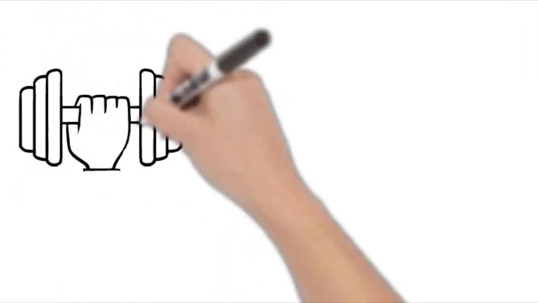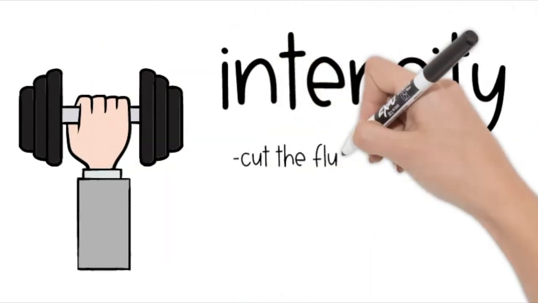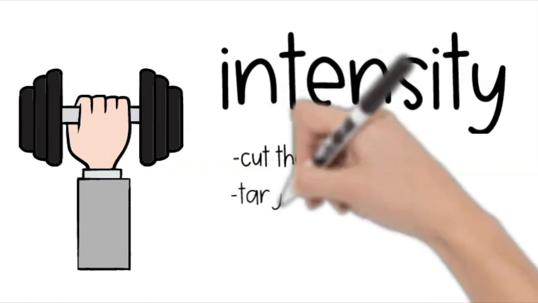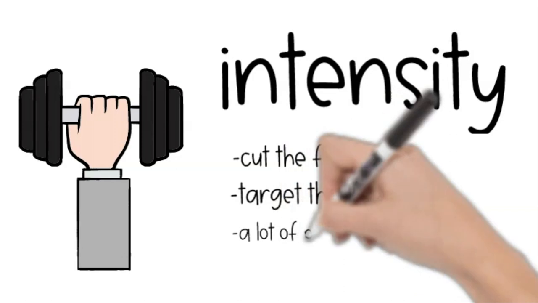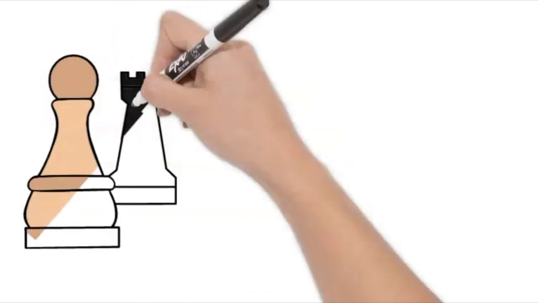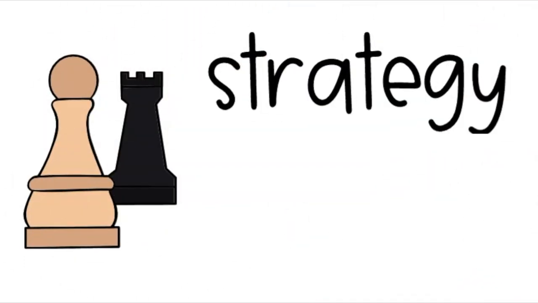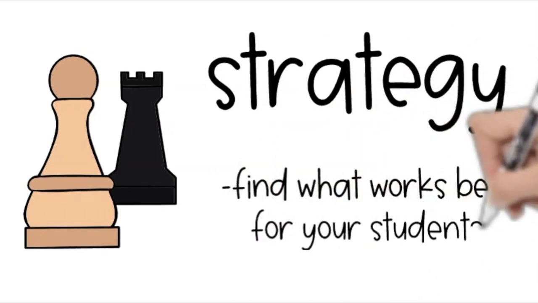Next, you might need to change the intensity of interventions. So, cutting out the fluff and getting straight to business, targeting exactly what skills they need the most help in, and giving them a lot of practice in it. And last, you might need to change the strategy you are using. There are definitely more effective strategies out there than others, and you need to find what works best for your students.